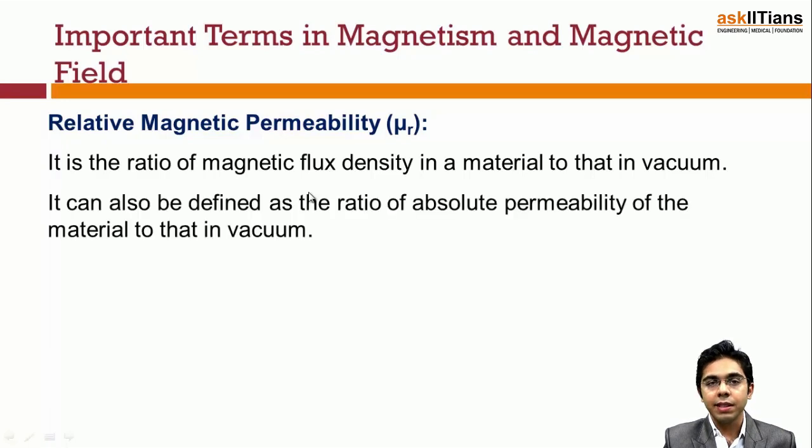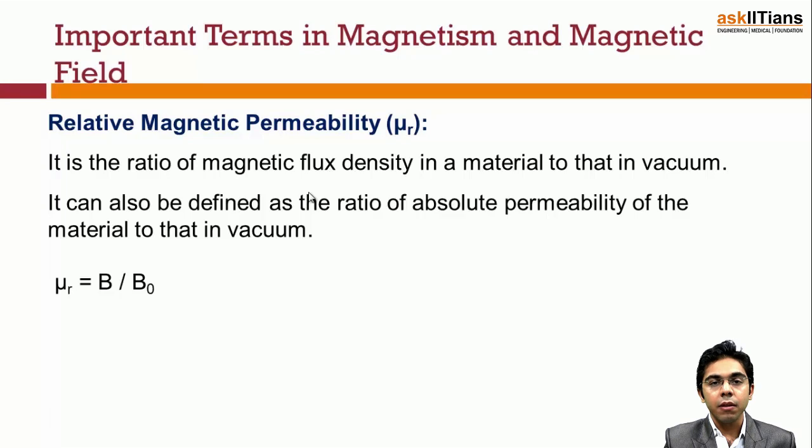So magnetic flux density in any material to its value in vacuum. Now it can also be defined as the ratio of absolute permeability of the material to that in vacuum. So now numerically, how can we write this? It can be written as mu r is equal to B by B naught. That is, what is B?